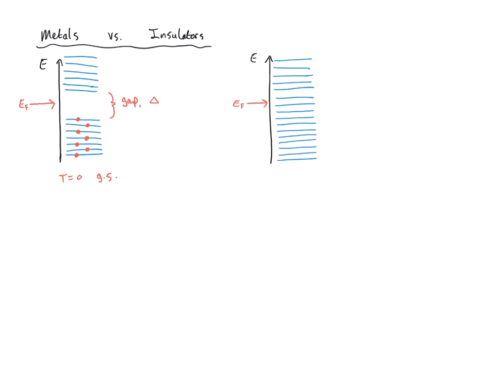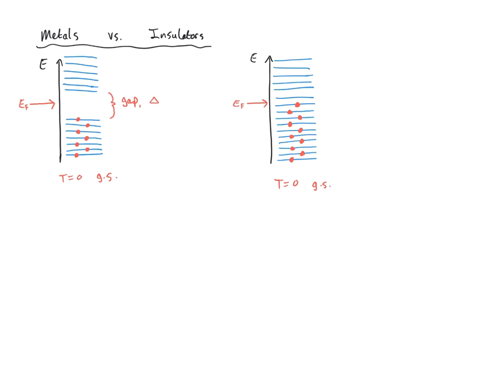What about on the right-hand side? Well, we again fill up the levels until we get to the Fermi energy with one electron in each single particle level. And again, this is the T=0 ground state. Now, the interesting difference between these two systems arises when we consider the excitations.